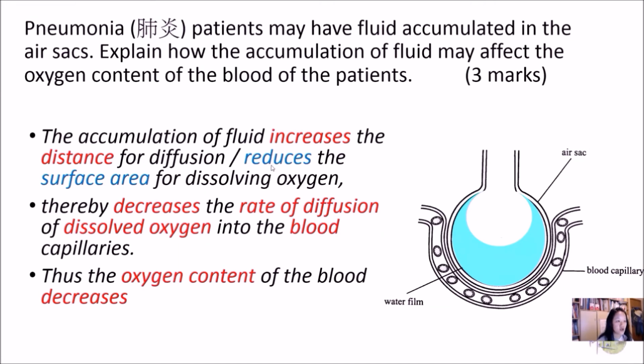So when we put it in words, the accumulation, first of all, will affect either the distance or the surface area. Either one explanation is enough. Altogether, this is 1 mark. The second mark, it will decrease. We talk about oxygen here, therefore we only mention oxygen. The rate of diffusion of dissolved oxygen decreases. Therefore, the oxygen content decreases.